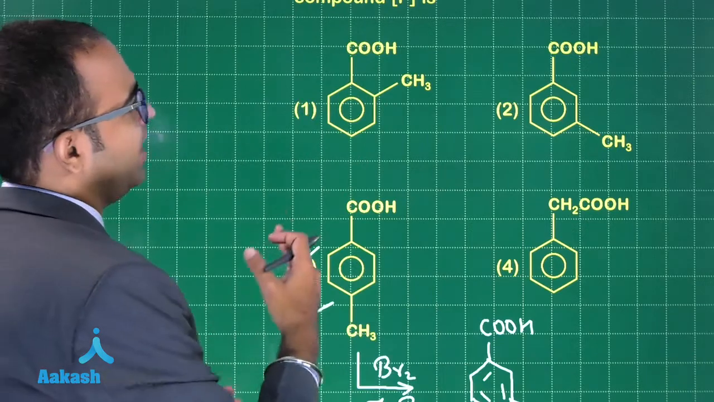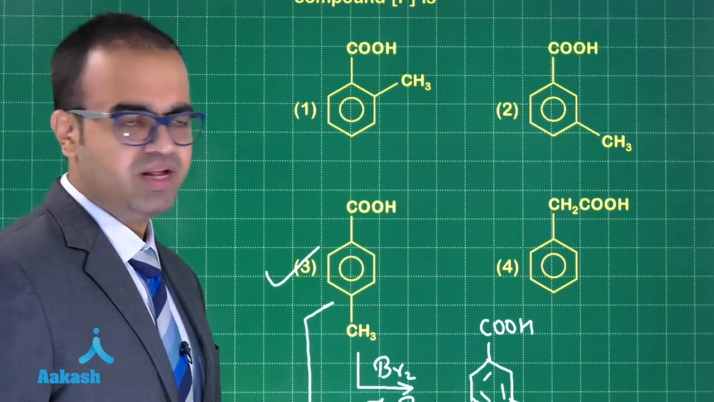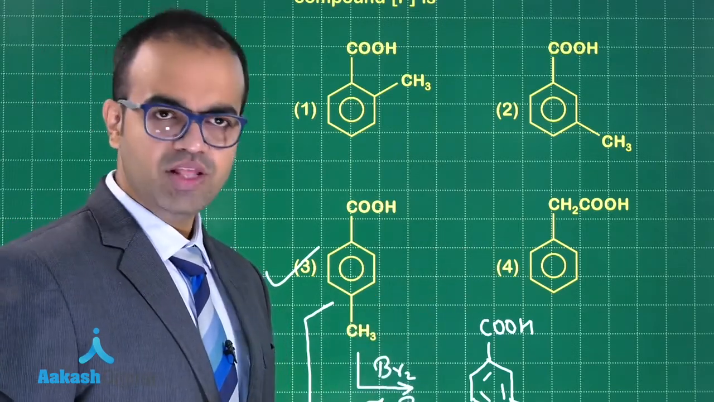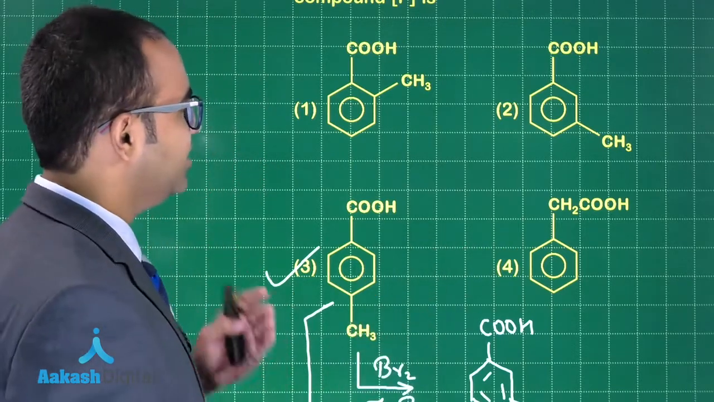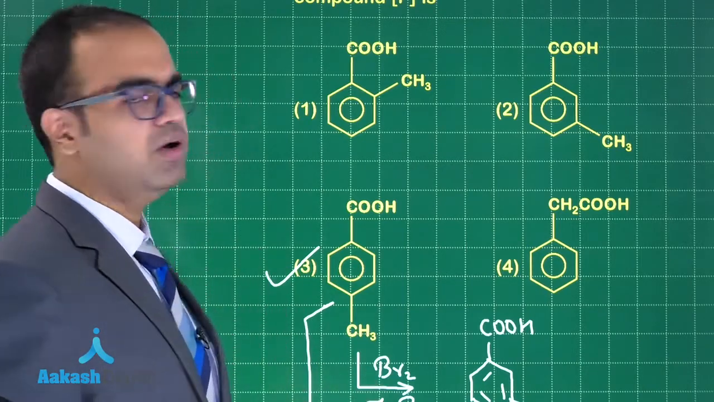If you take options 1 and 2, there is a possibility of getting 2 isomers with bromine. For the fourth one, you can also get 2 isomers with bromine. That's why the answer is option 3, guys. Okay, let us go on to question number 70.